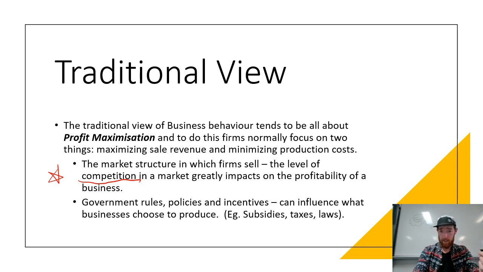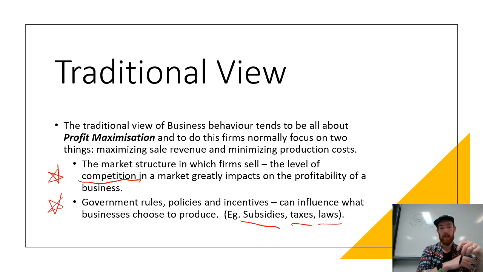Some things that can influence what businesses choose to produce are government rules, policies, and incentives. Subsidies, taxes, and laws basically act as positive or negative incentives for businesses. There are subsidies for producing certain goods and services. A subsidy is a payment given to a business which lowers their cost of production, motivating them to produce certain goods or services, e.g. solar panels. For socially undesirable goods like cigarettes and alcohol, there usually are taxes on the production as well as the consumption. They're trying to demotivate businesses from producing those.